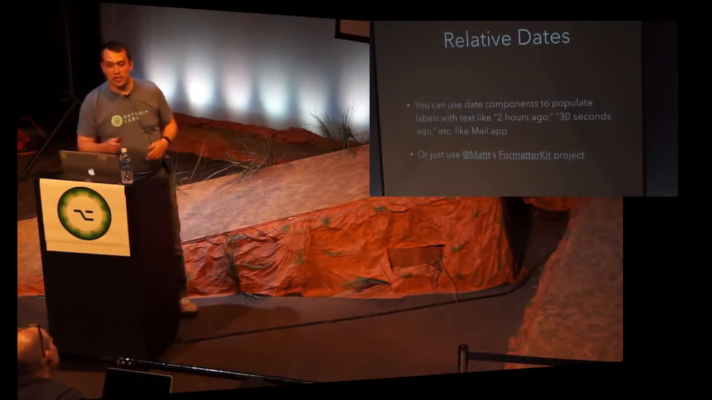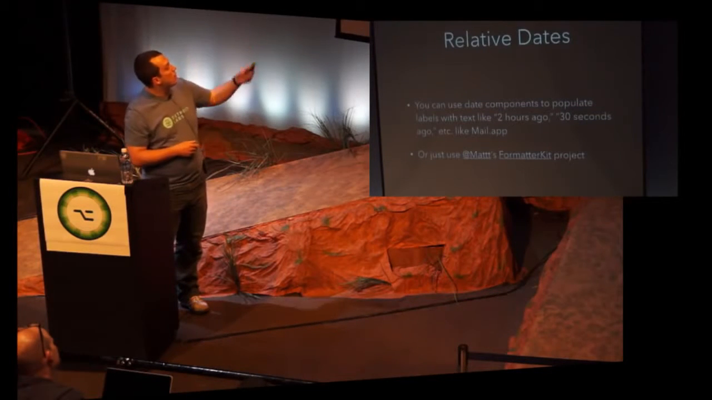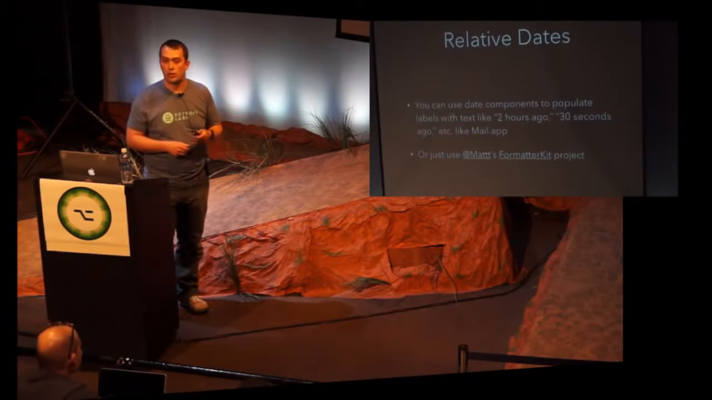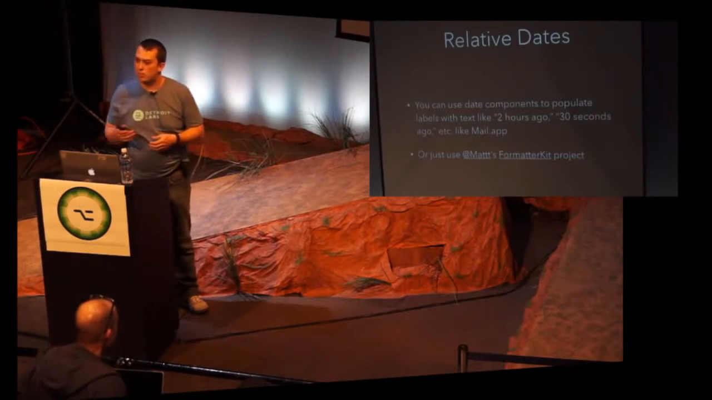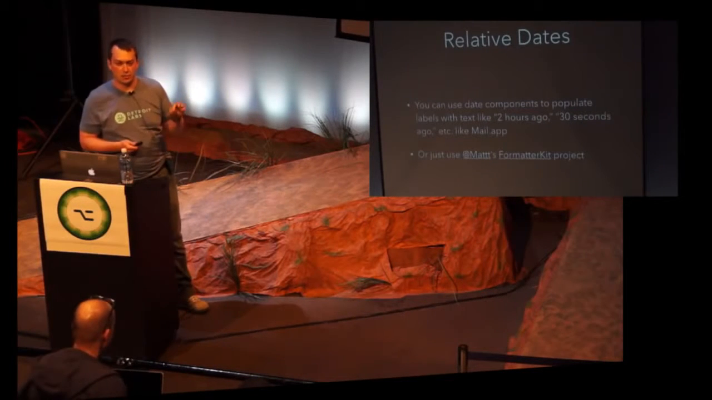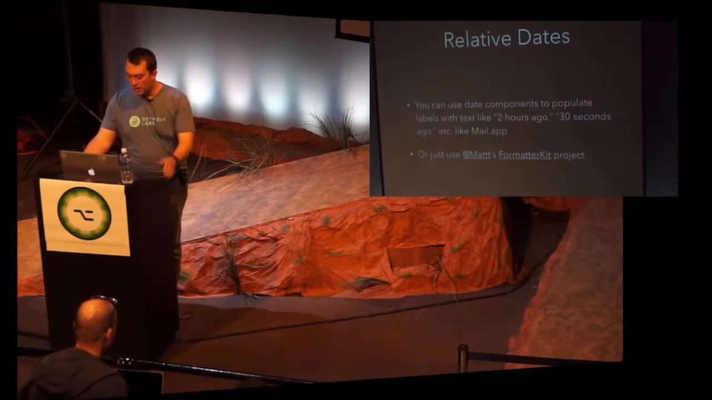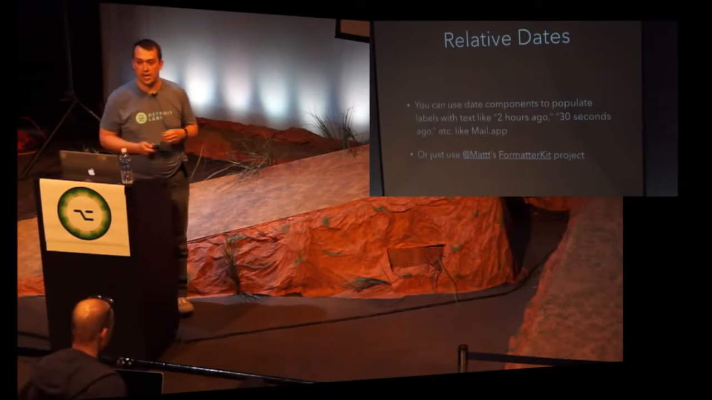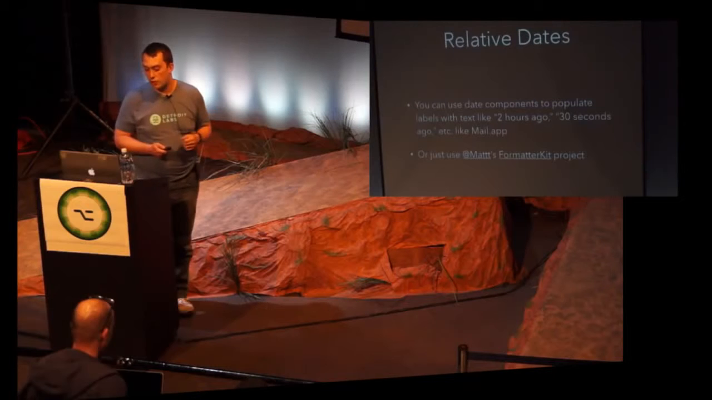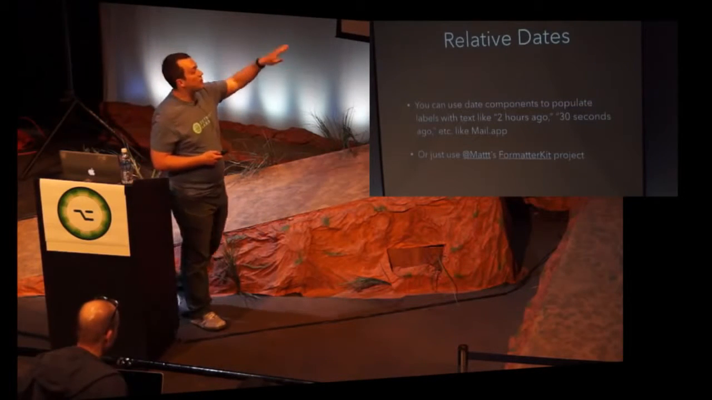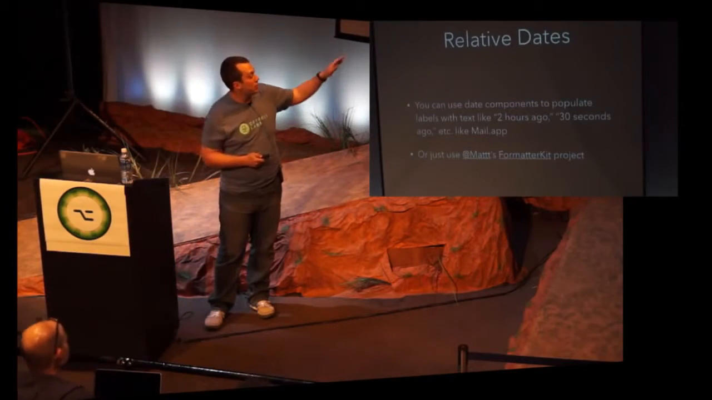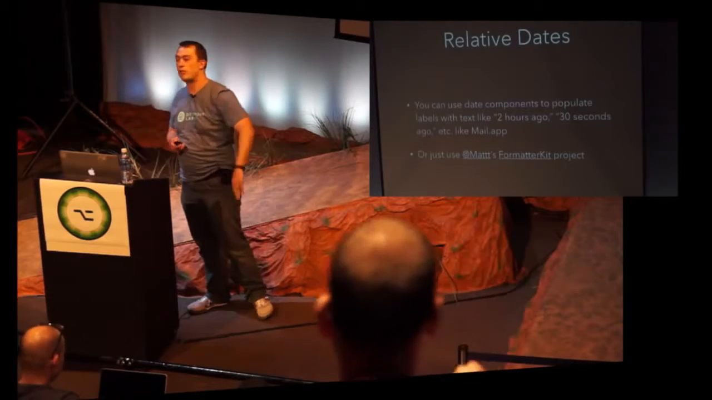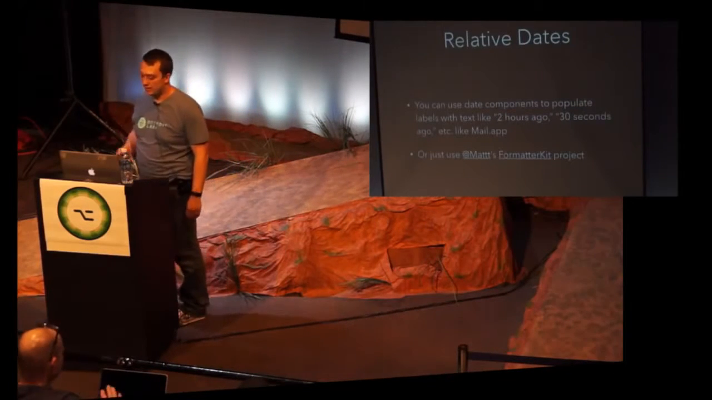Now, if you want to do something like Mail.app where it says 2 hours ago, 30 seconds ago, that's not built in, although I may have seen something in the API diffs, haven't looked really closely. But Matt Thompson, of course there's an open source Matt Thompson library because he wrote everything. There's a thing called FormatterKit, and that gets this for you. I don't have enough time to show you on GitHub, but it's just a huge file that does this. Use that. It's a lot better.